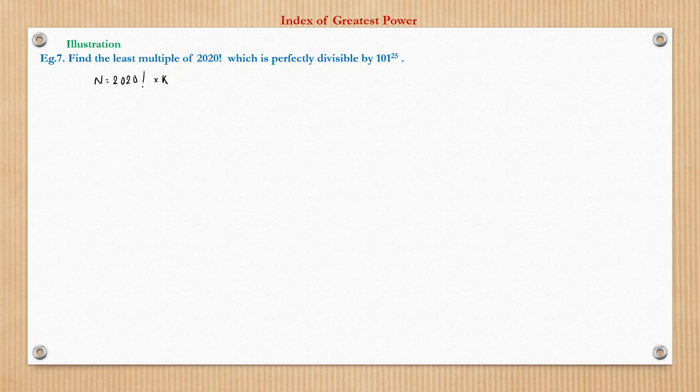Let this be multiplied with k1. So let 2020 factorial be multiplied with k1 such that it is divisible by 101 raised to power 25. So it means this is of the form 101 raised to power 25 into some number m, right? So this is what we want to know. For this we should know how many powers 101 has in 2020 factorial. So we will find the IGP of 101 in 2020 factorial.